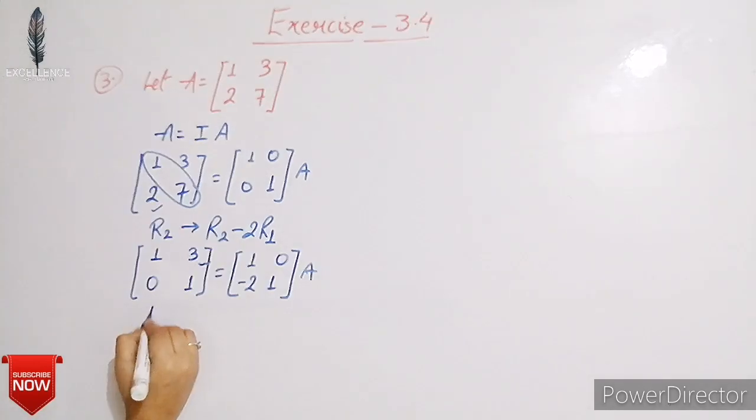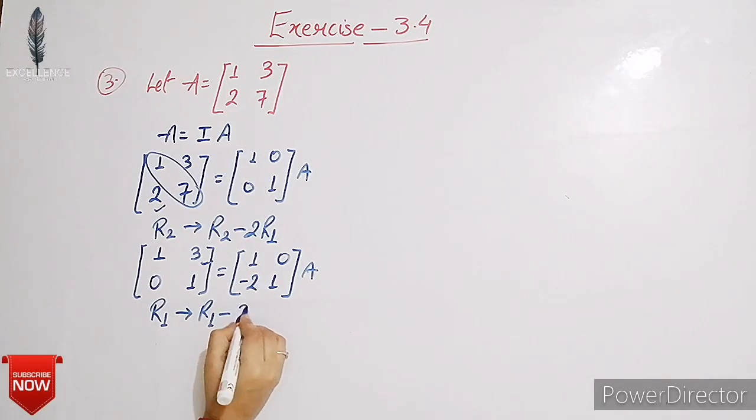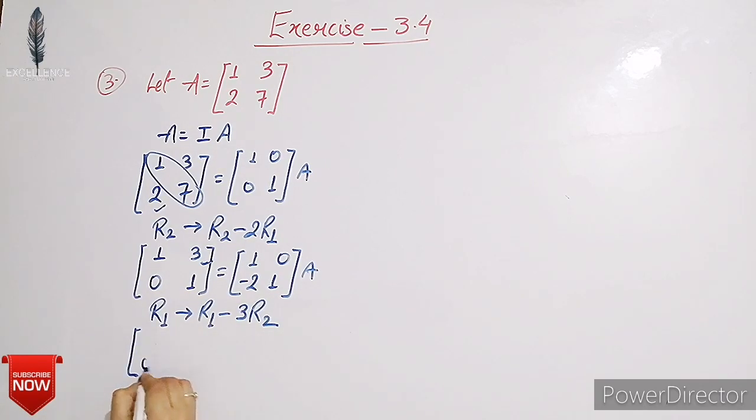Now 3 को 0 करने के लिए हम changes लगाएंगे R1 में, that is R1 changes to R1 minus 3R2. So we get the required identity matrix, that is 1 0 0 1.